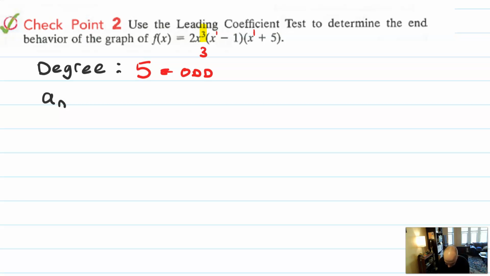The leading coefficient, well, I see this 2 out here. And then I'm going to check, are there any other coefficients on x terms? And there's not. So the leading coefficient is 2. And specifically, it's important that it's a positive 2. So the end behavior here is going to be odd degree, positive coefficient behavior.